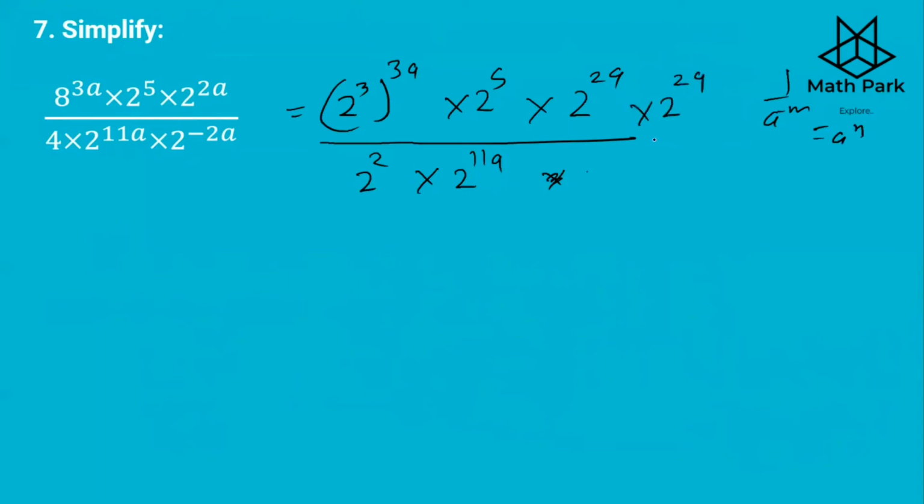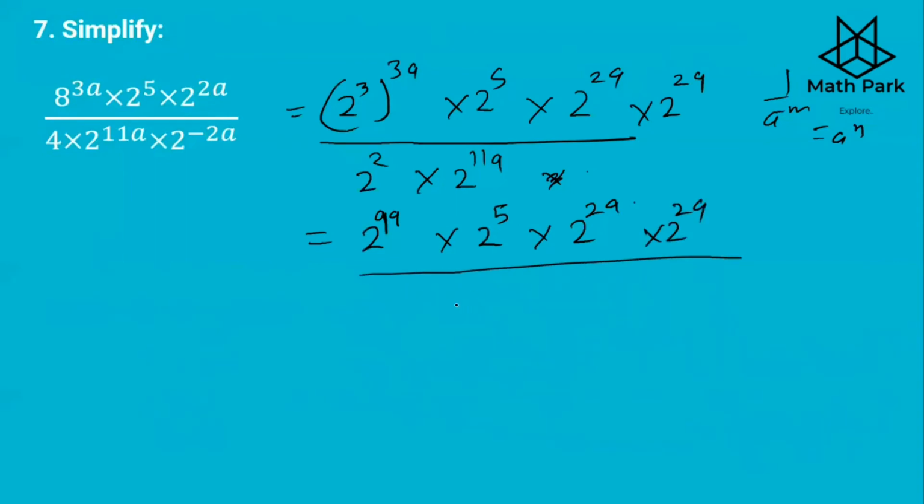Got it? Now we have the bases same, so we will be simply adding the indices. First, 3 3s are 9, so this becomes 2 raised to 9a into 2 raised to 5 into 2 raised to 2a. Let it be as it is. In the denominator we can have 2 raised to 2 plus 11a, adding the powers.